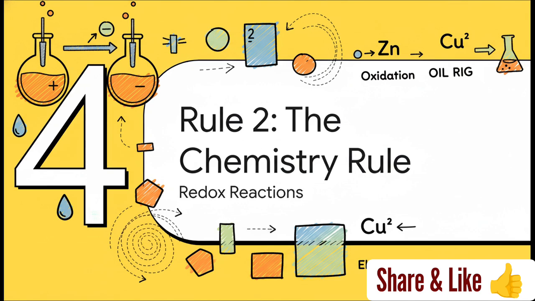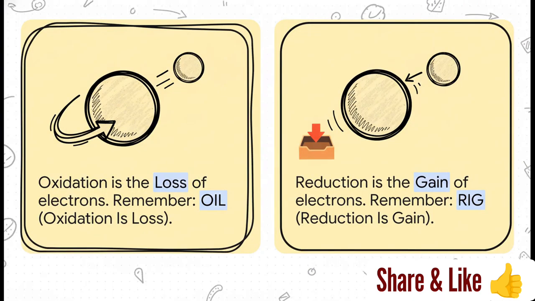This one doesn't look at charge. Instead, it defines the electrodes based on the actual chemistry that's happening there, the redox reactions. First, a super quick reminder of our redox definitions. Oxidation is the loss of electrons. Reduction is the gain of electrons.